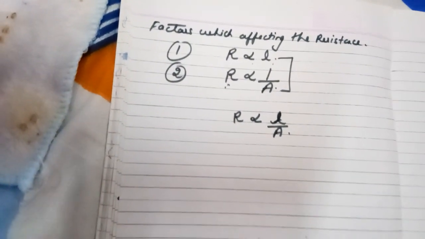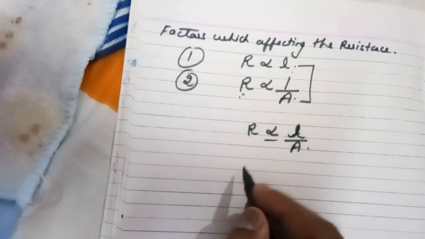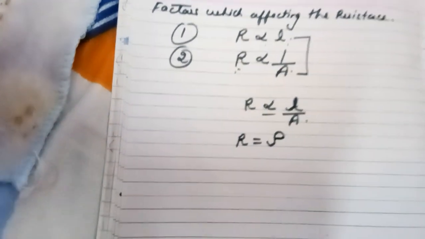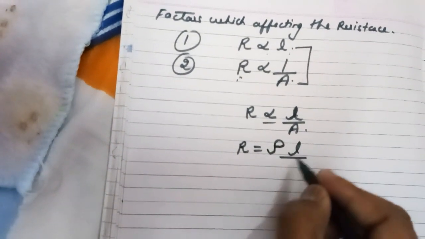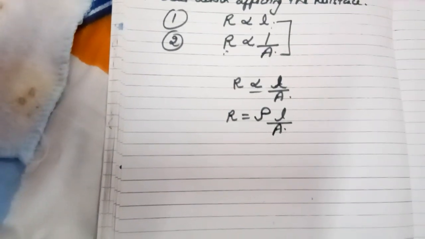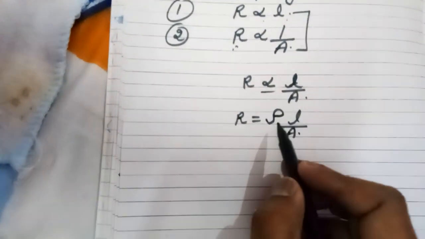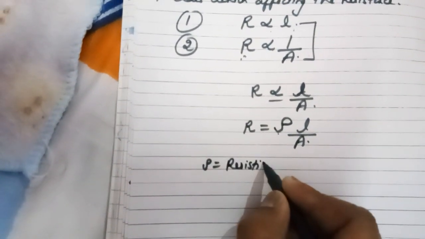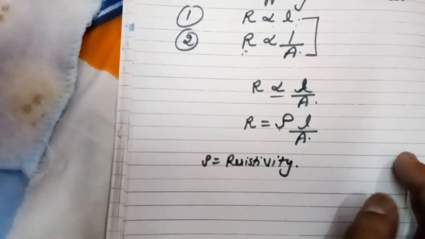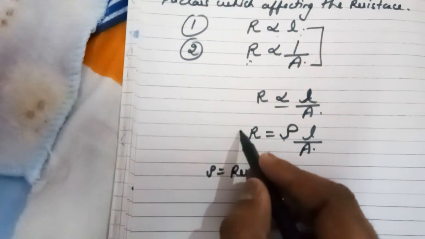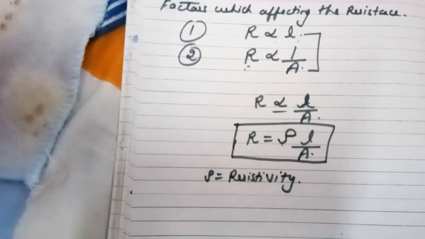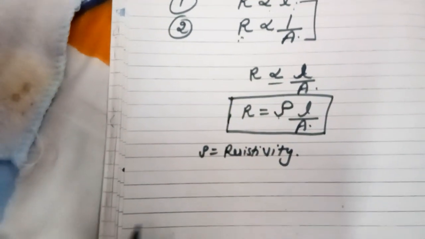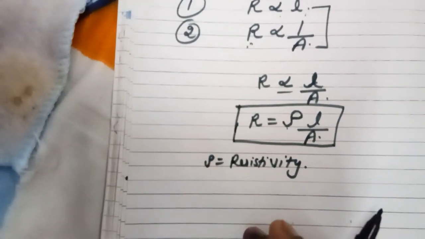Okay. Now when we remove the directly proportional sign, R equals rho into L upon A, where rho is called resistivity. Very important formula. Many numericals are based on this formula. R equals rho into L upon A, where rho is the resistivity.